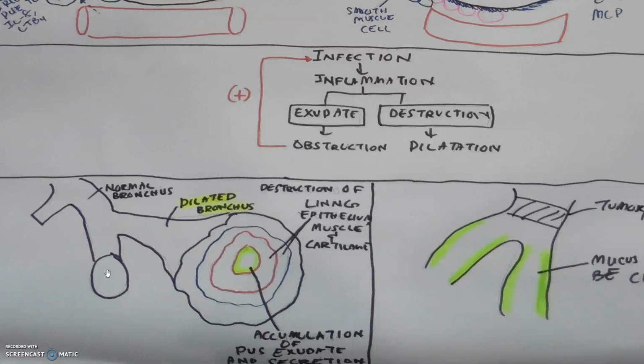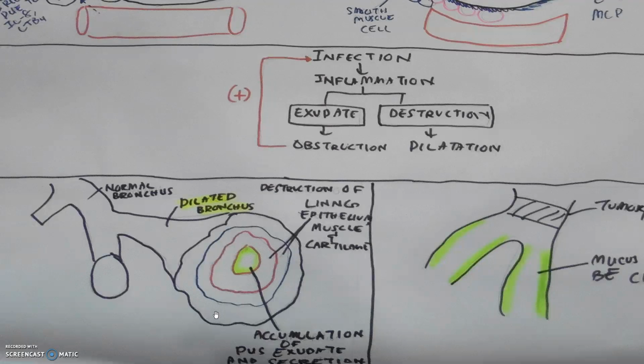Just to add some notes on the histology of the bronchus: the epithelial cells are also known as pseudostratified columnar, which is ciliated.